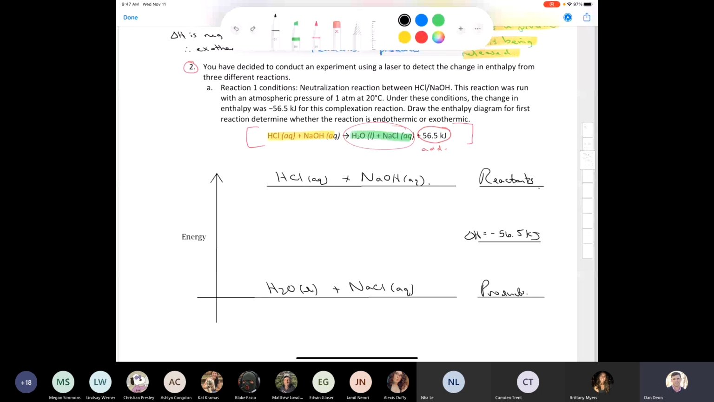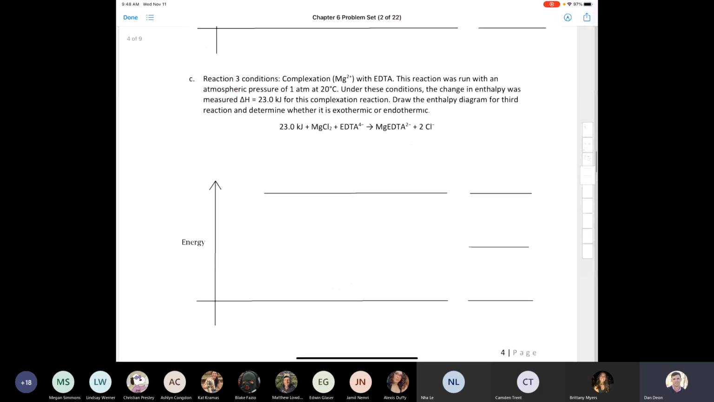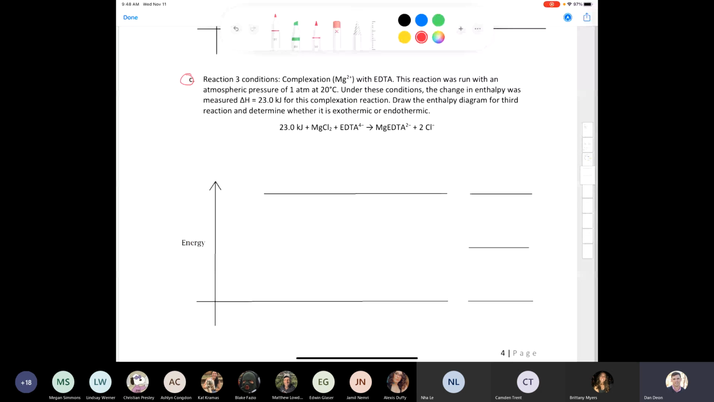Let's take a look at one more of these really quickly. I said this is the only one we do, but take a look at one more and then we'll get into something different. Let's take a look at C because this is a different type of reaction. It says here reaction 3 conditions, complexation of magnesium 2 plus with EDTA. The reaction was run at an atmospheric pressure of 1 atmosphere and 20 degrees Celsius. Under these conditions, the change in enthalpy was measured as 23.0 kilojoules. Notice that the sign is positive.